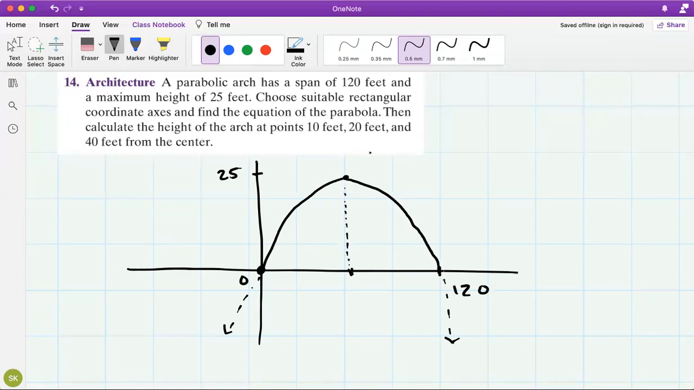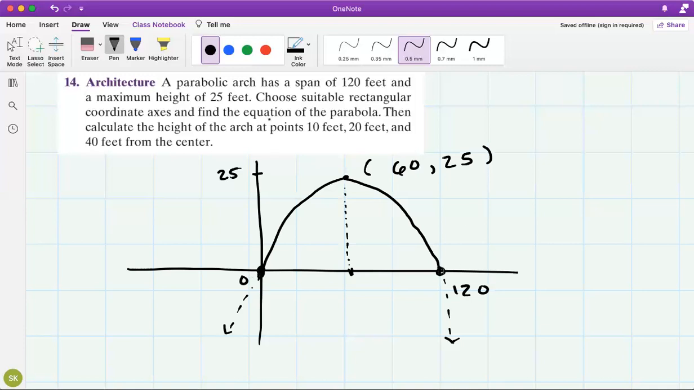Well, let's talk about the center of the parabola. Because I'm putting this parabola between 0 and 120, we can find the vertex. We're already told that the y-coordinate of the vertex is 25. And because this graph is symmetric, the x value of the vertex is going to be halfway between 0 and 120, which is 60. So I have 3 points on this parabola.